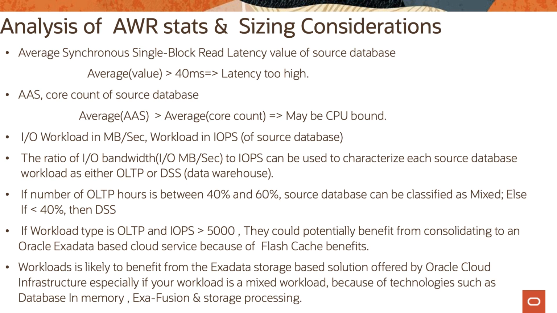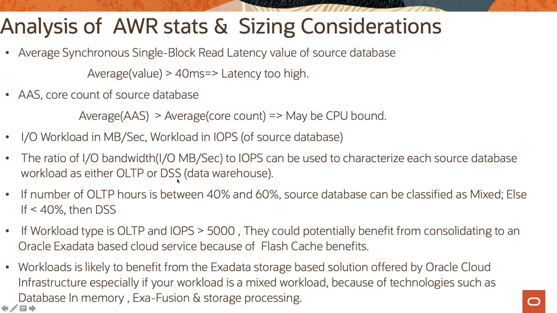If average active sessions is greater than the total number of cores present on the physical or virtual system, that indicates it might be CPU bound. Then there is the IO workload in MB per second, or workload in IOPS, for the source database. The ratio of IO bandwidth to IOPS can be used to characterize the source database workload as either OLTP or decision support system.